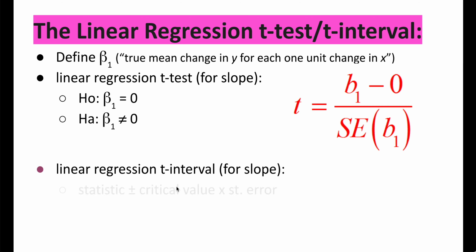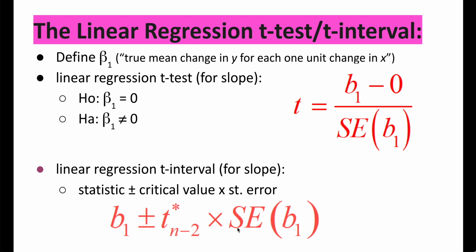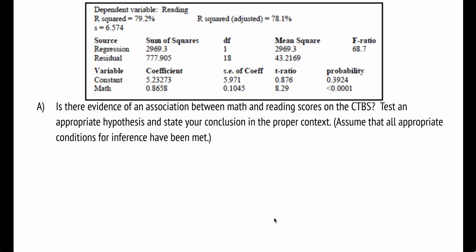For an interval, our basic formula is statistic plus or minus a critical value times a standard error. What that looks like for this type of problem: our statistic is the slope from the sample. The critical value would be a t-star, but remember our degrees of freedom for a linear regression problem is n minus 2, because we have 2 numerical variables. And then times, again, the standard error of the statistic, which would be given to you. So let's jump into an example.